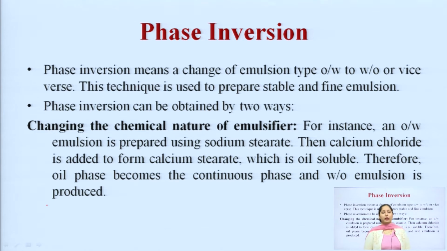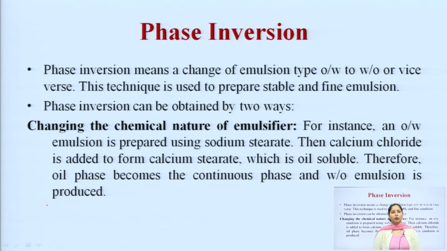Phase inversion can be obtained in two ways: changing the chemical nature of the emulsifier. For instance, an oil in water emulsion is prepared using sodium stearate, then calcium chloride is added to form calcium stearate, which is oil soluble. Therefore, the oil phase becomes the continuous phase and a water in oil emulsion is produced.